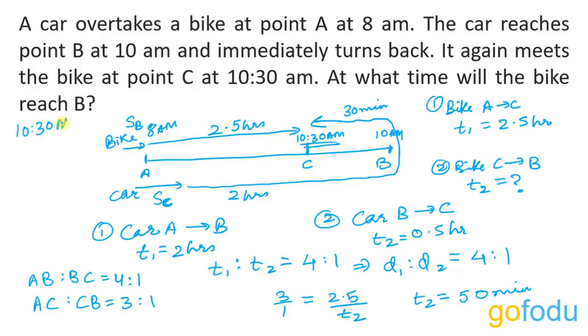10:30 am plus 50 minutes would be 11:20 am. That's the time when the bike reaches point B.